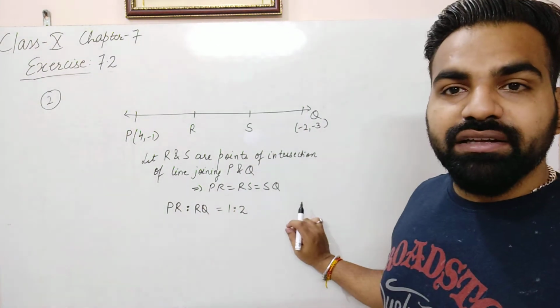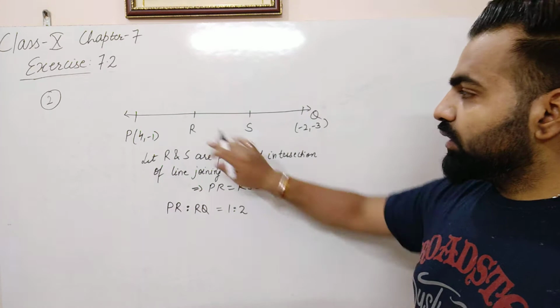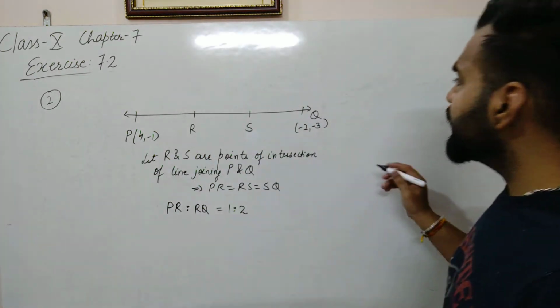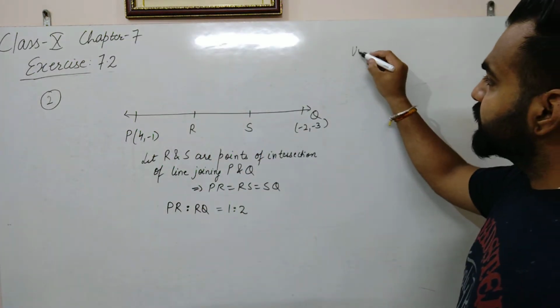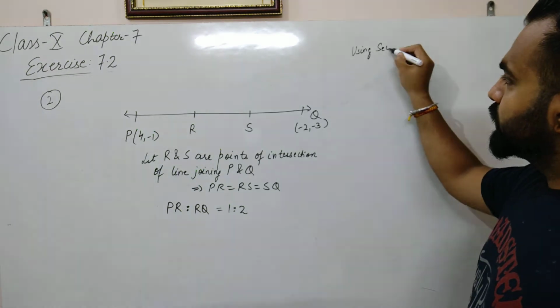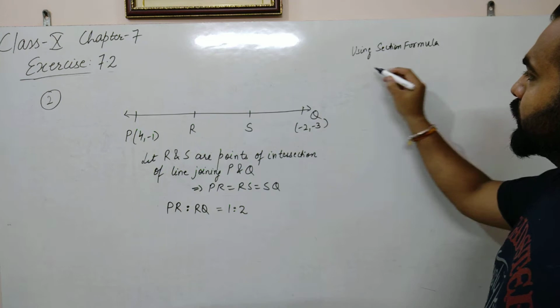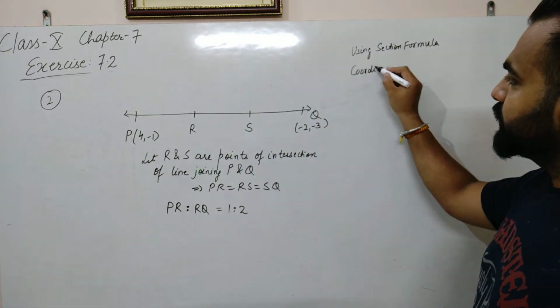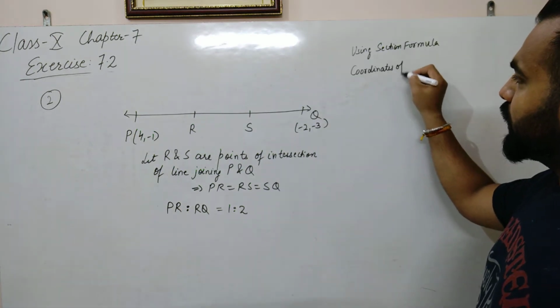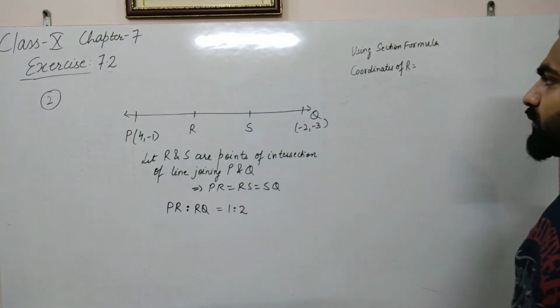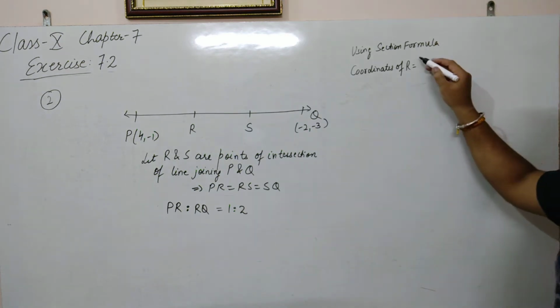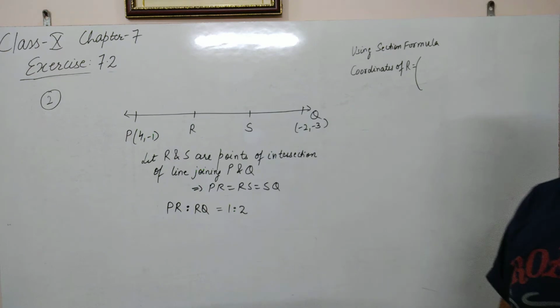Firstly, we will find the coordinates of R here. Clear? So using the section formula, the coordinates of R can be written as, first find the x coordinate.